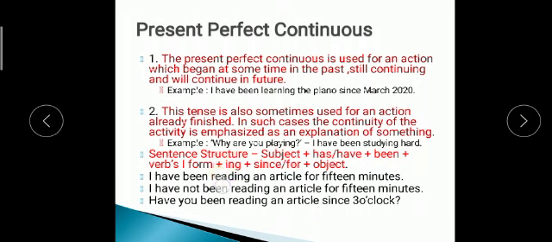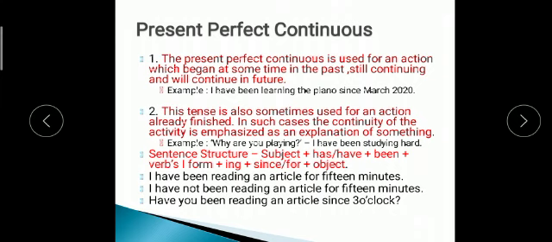Sentence structure, students. Subject has, have, been, verbs first form with ing, since and for, and object. When do we use since and when do we use for? This is a common question we face while framing the sentences on present perfect continuous tense. So since is used when it is point of time and for is used when it is period of time.